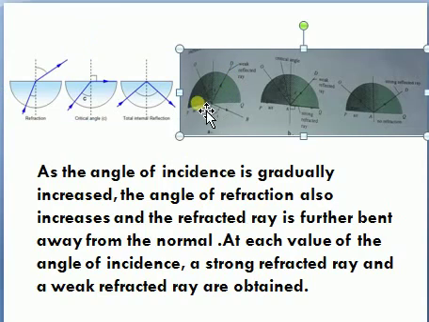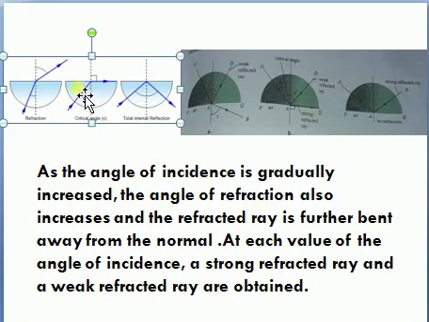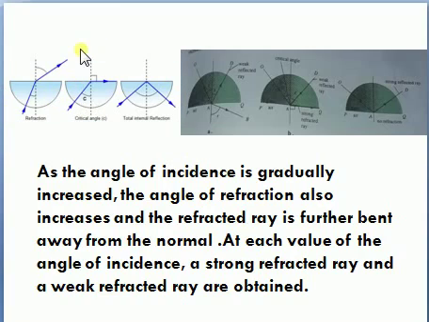Now, with further increase in the angle of incidence, something happens. Let's look at the second diagram. Here we have increased the angle of incidence, and when this angle of incidence was increased, we find that the refracted ray lies at the boundary or at the interface between the glass and the air, and this angle of refraction now is 90 degrees.